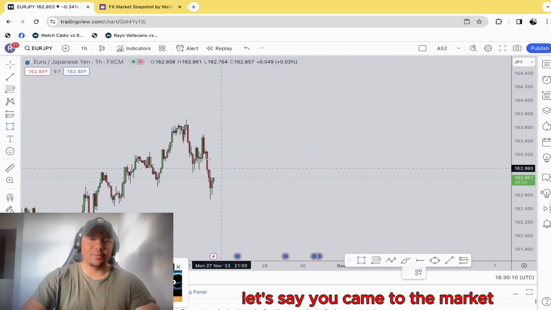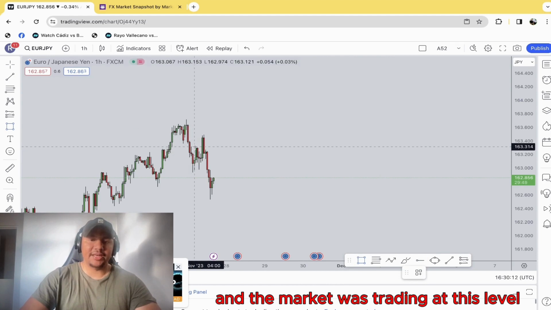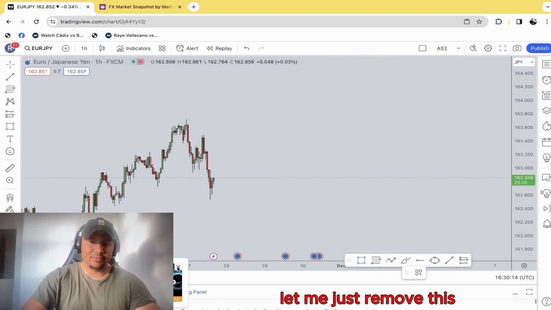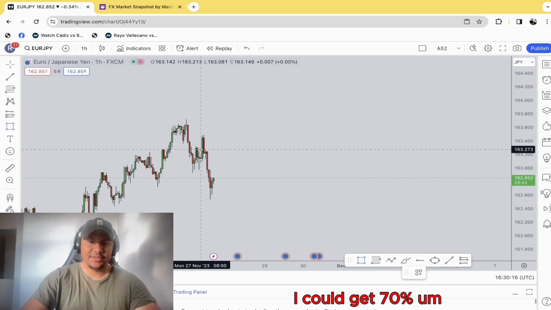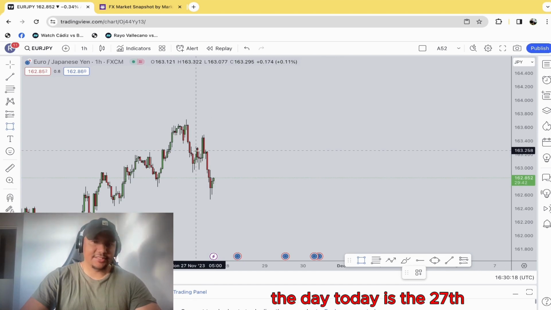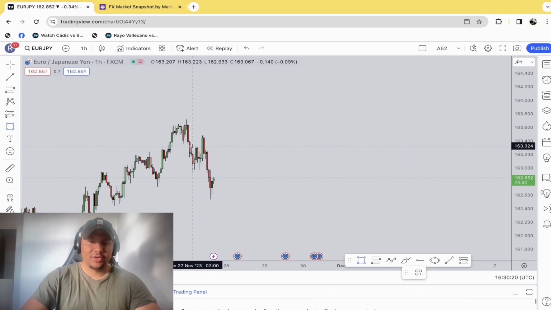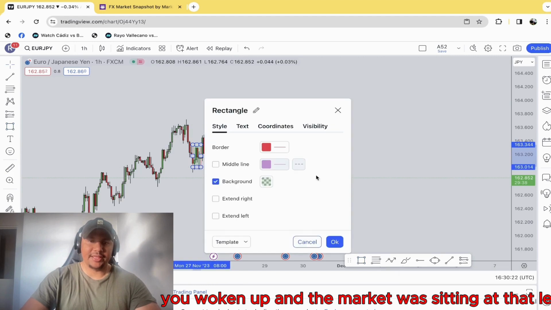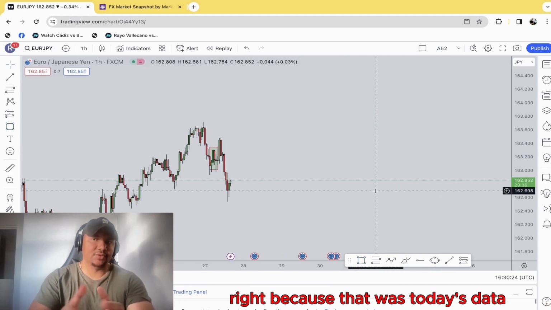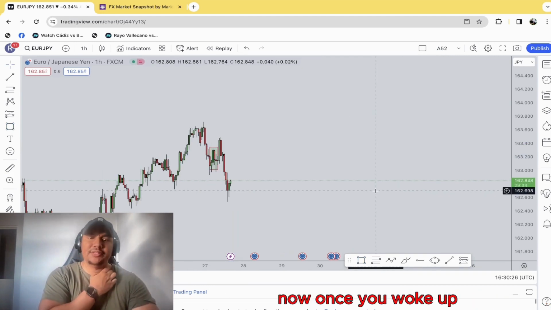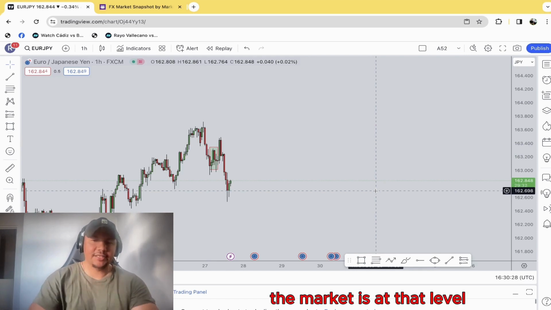Let's say you came to the market and the market was trading at this level. Let me just remove this. I could get 70%. The date today is the 27th. Let's assume that you woke up and the market was sitting at that level, because that was today's data. Once you woke up, the market's at that level.